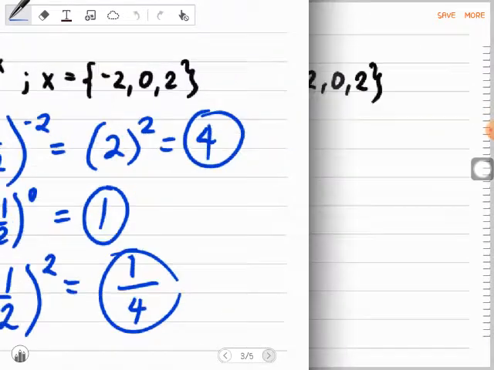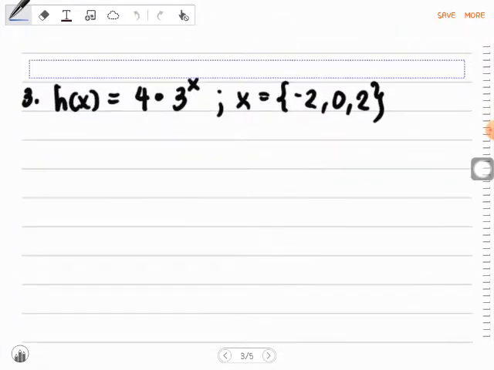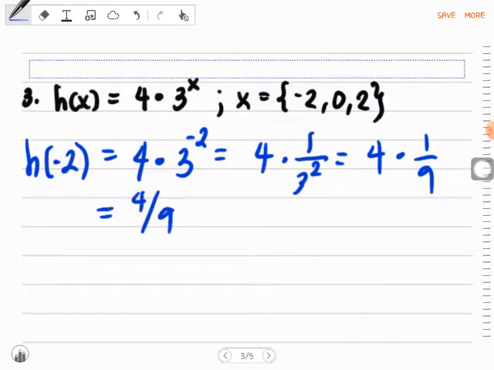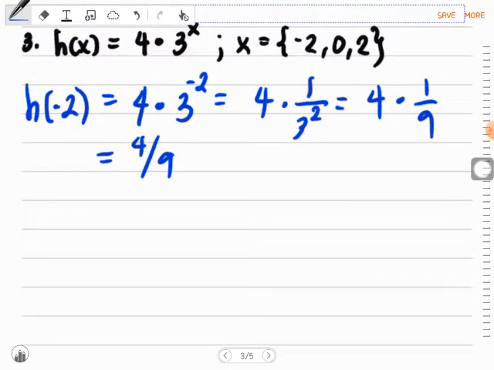Alright. Next, number 3. For number 3, we have h of x equals 4 times 3 raised to x. Okay, so we will change x into negative 2. So that's 4 times 3 raised to negative 2. And that is 4 times 1 over 3 raised to 2. Why? Because the exponent is negative. So this will become 4 times 1 over 9. And the answer is 4 over 9, because 4 times 1 is 4.